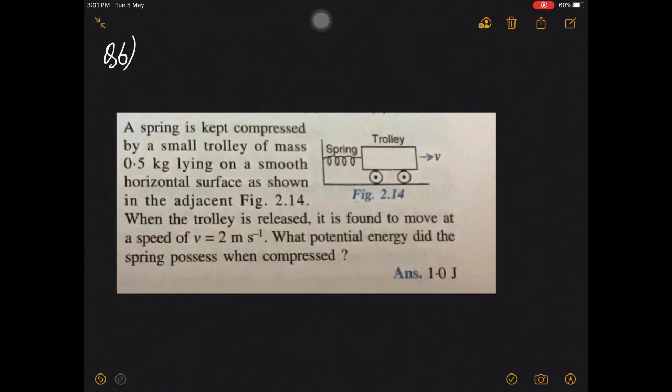Now this is the last question of today's lecture. It reads as: a spring is kept compressed by a small trolley of mass 0.5 kg lying on a smooth horizontal surface as shown. When the trolley is released, it is found to move at a speed of 2 meters per second. What potential energy did the spring possess when compressed?